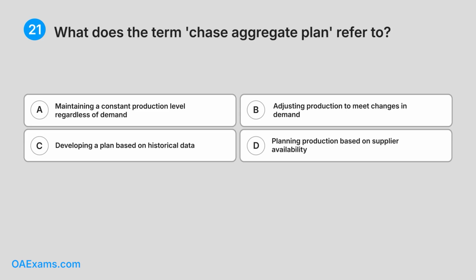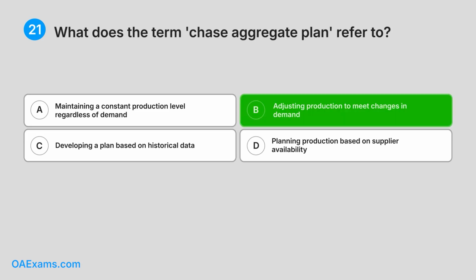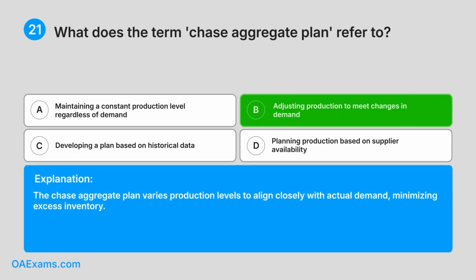Correct answer. B. Adjusting production to meet changes in demand. Explanation. The chase aggregate plan varies production levels to align closely with actual demand, minimizing excess inventory.